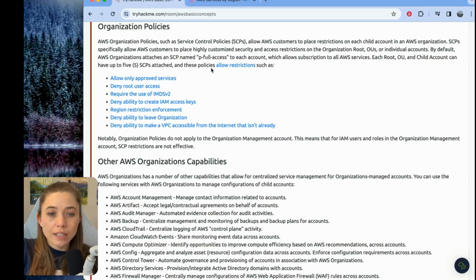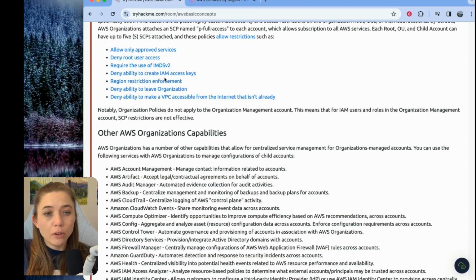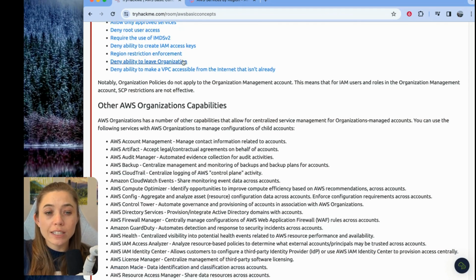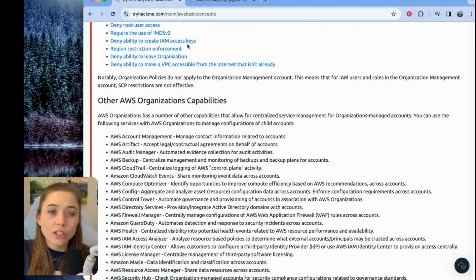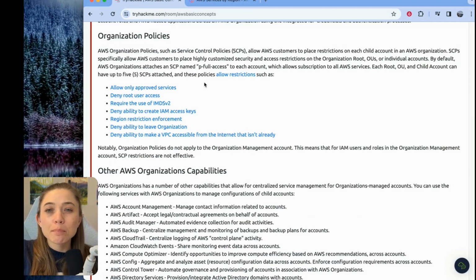And you can use SCPs to do restrictions such as only allowing approved AWS services, denying root user access, requiring the use of IMDSv2, which is the instance metadata service, and you want to be using v2, you're vulnerable if you're using the first version of it. Deny ability to create IAM access keys would be something you could enforce via service control policy. Regional restrictions, so you could make sure that your account users can only deploy resources in specific AWS regions. You can take away the ability to leave the organization. So this is basically a list of some great service control policy best practices for organizations. Like I said, I think we're going to put this knowledge into practice, hopefully later on in the learning path.